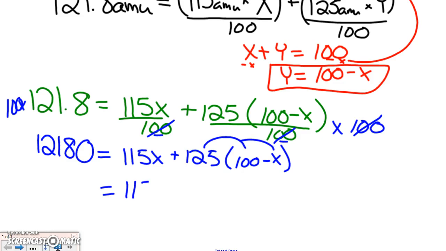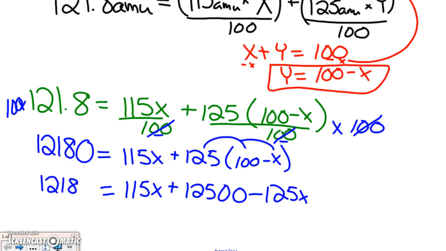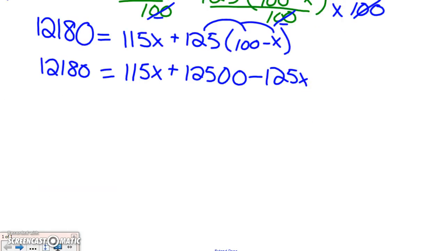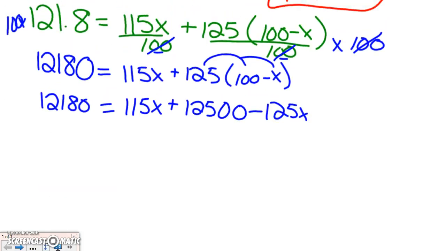So we're going to write down 115x plus 125. Corporal Hoffman, would you please come to the main office? Deputy Hoffman. 125 times 100, again, I add my two zeros. And then negative x times 125 is negative 125x. And that is still equal to 12,180. Oh, that jumped up pretty high. Now we're just going to keep going with our math.